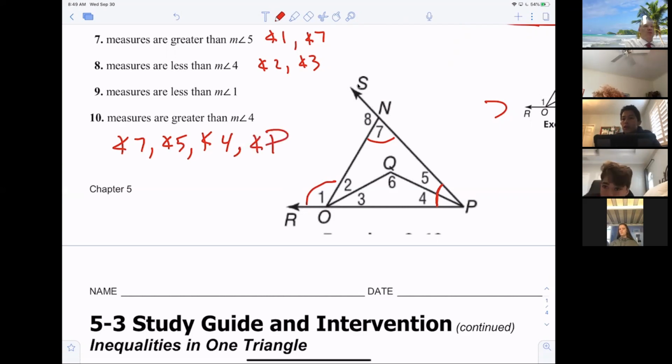Angle P is correct. What about N then? Well, we don't know angle N, Bo. Angle N is angle 7. Uh-oh. Morty, go.